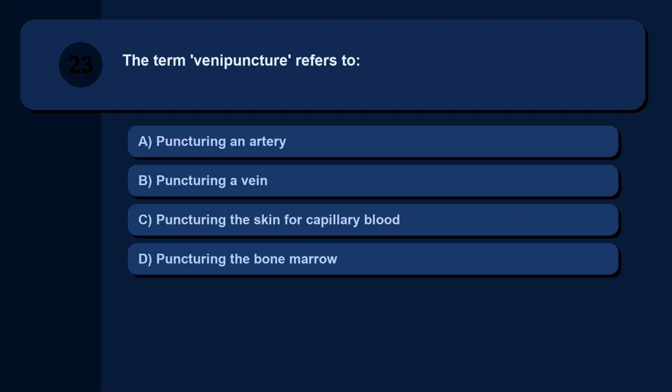Question 23. The term venipuncture refers to puncturing an artery, puncturing a vein, puncturing the skin for capillary blood, puncturing the bone marrow. Venipuncture specifically means puncturing a vein with a needle to collect blood, from Latin vena, vein, and punctura, piercing.